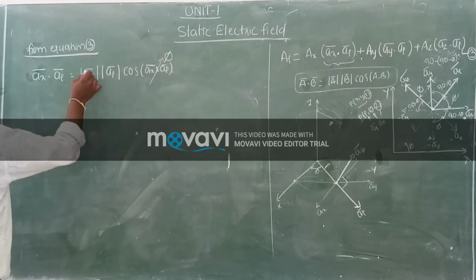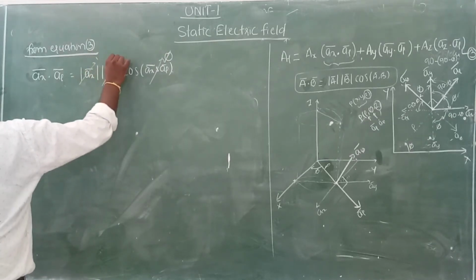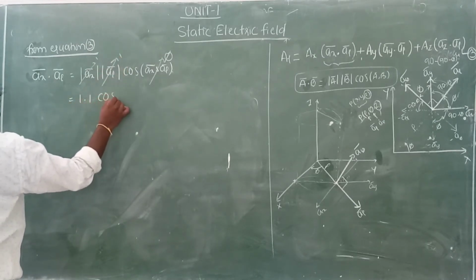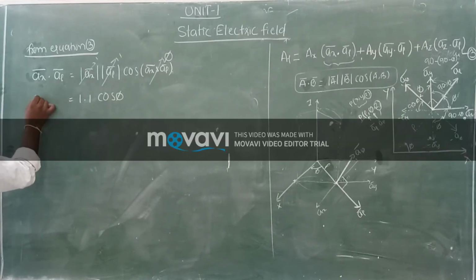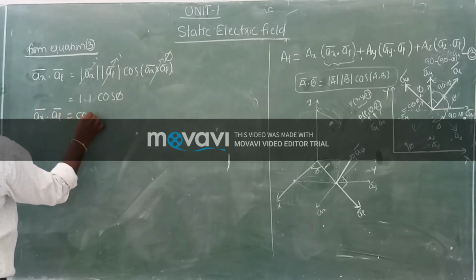And what is the magnitude of a unit vector? It is 1. So 1 into 1 into cos phi. That means the dot product between a_x bar and a_rho bar becomes a_x bar dot a_rho bar is equal to cos phi.